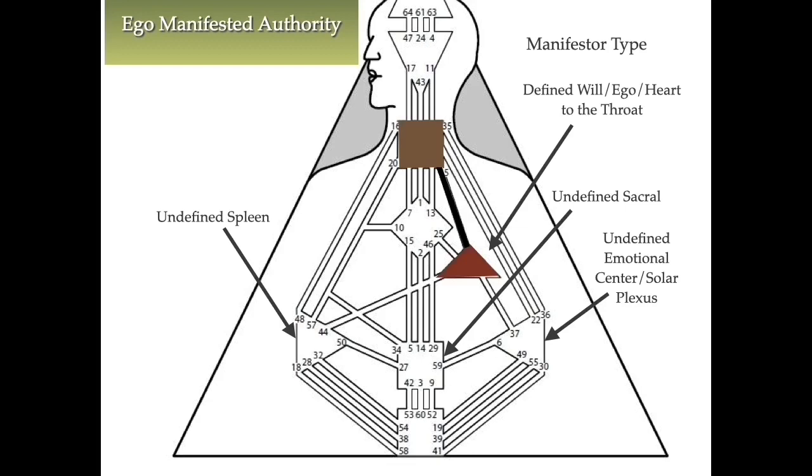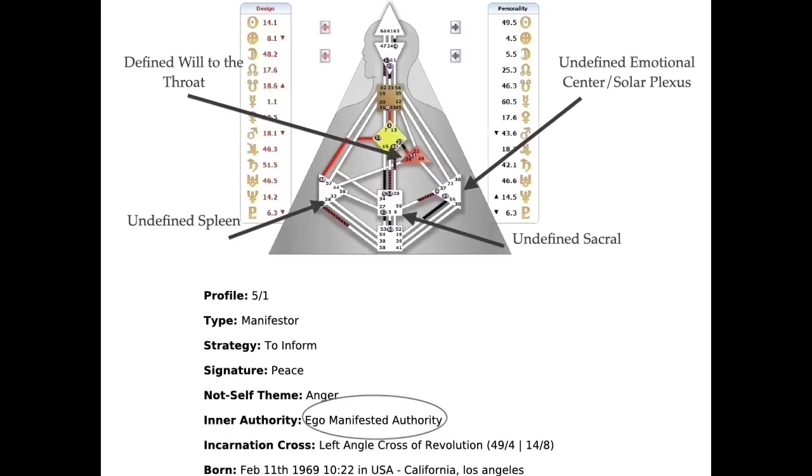The next authority is called the ego, or ego manifested authority. This authority is only for manifestor types and means that the sacral, spleen, and emotional center are undefined, and the will center is defined to the throat. The will center can also be called the ego center or the heart center, so this authority is all about the heart's desire. Since manifestors are the only true initiators of all the types, when the will is defined to the throat, there's a need to connect with an internal desire, what they truly want.